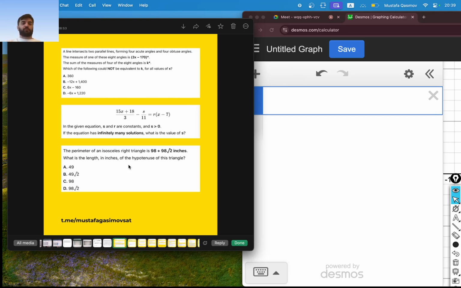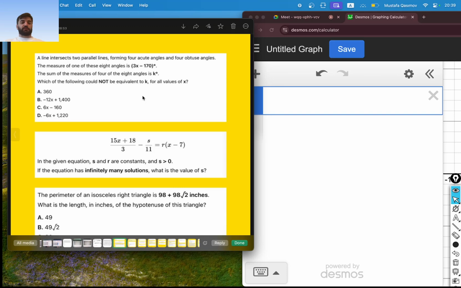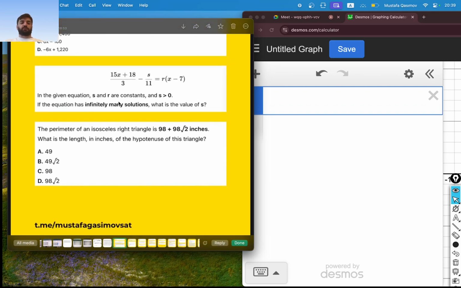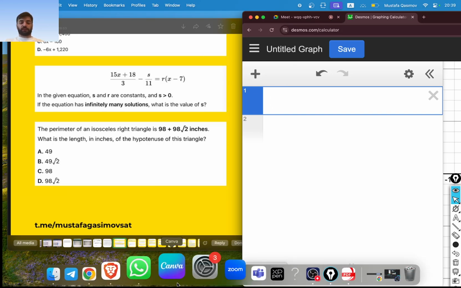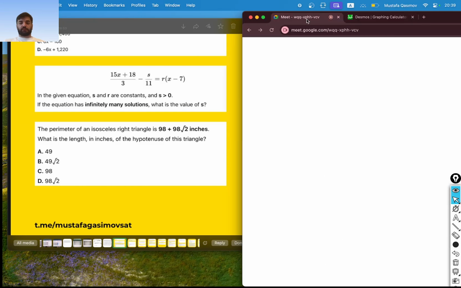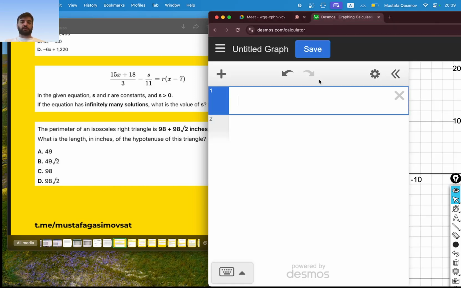A line intersects two parallel lines. Okay, we look at the first one here, I am not looking at this one. Let's look at the second one. For the second one, you have to think it like this.